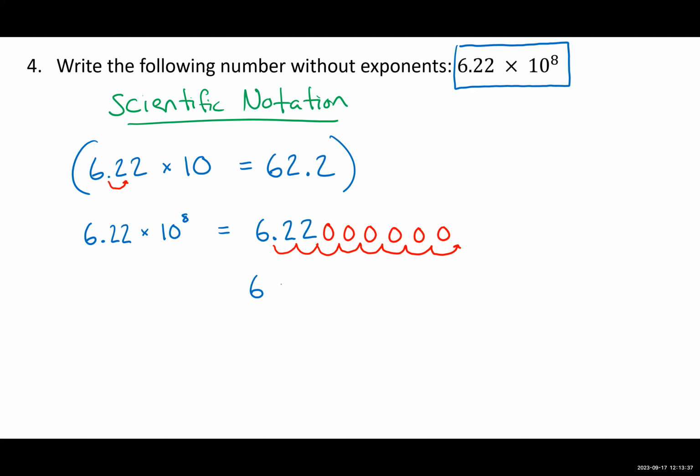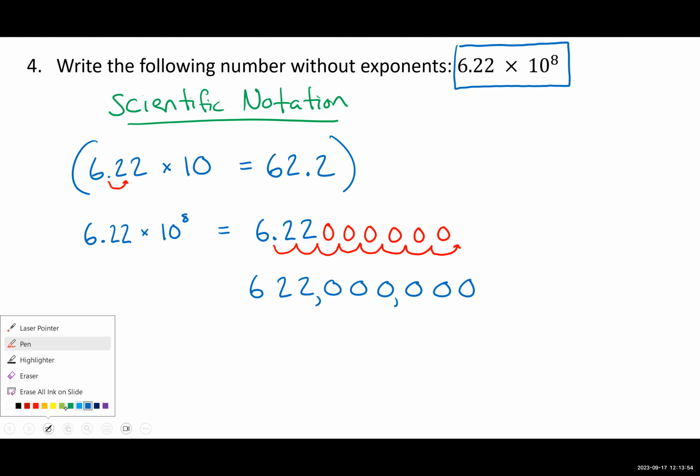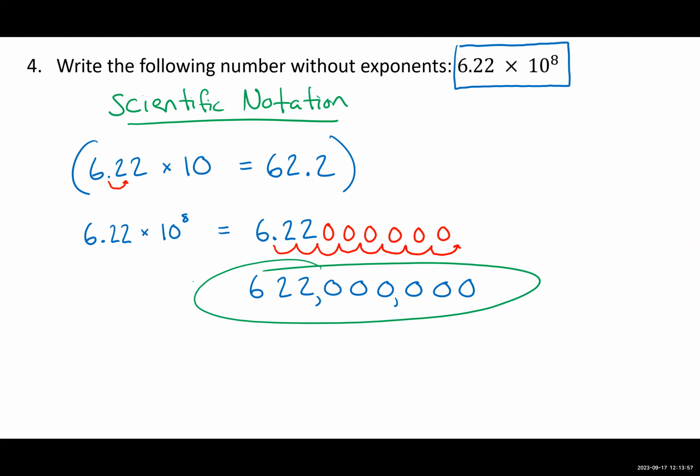And there's our answer: 6, 2, 2, and then 1, 2, 3, 4, 5, 6 zeros. Throw in some commas to identify the number. So that looks like 622 million. Multiplying by 10 means move the decimal point to the right one place. So if you're multiplying by multiple tens, you're moving the decimal point multiple places to the right. If that exponent on the 10 was a negative 8, negative exponent means reciprocal, so you're multiplying by 1 over 10, or dividing by 10. Keep that in mind.